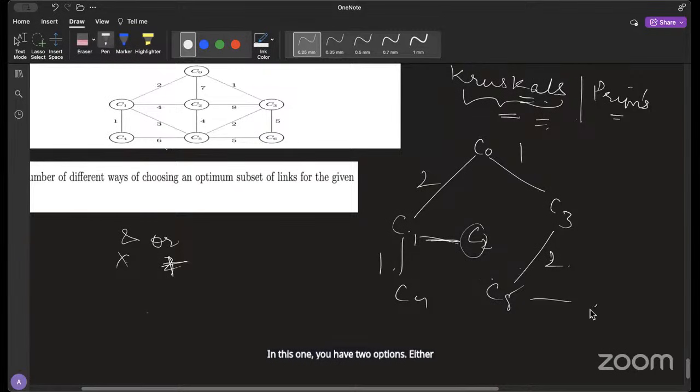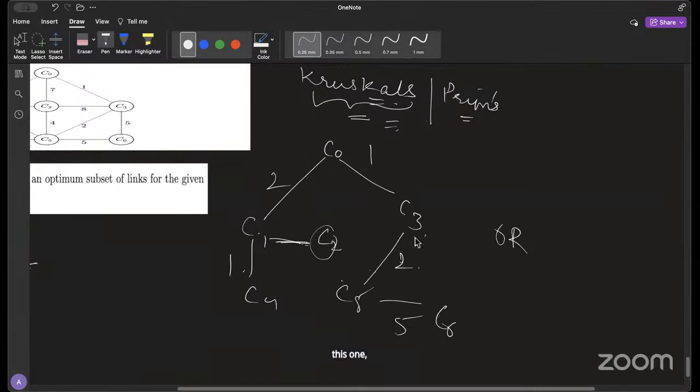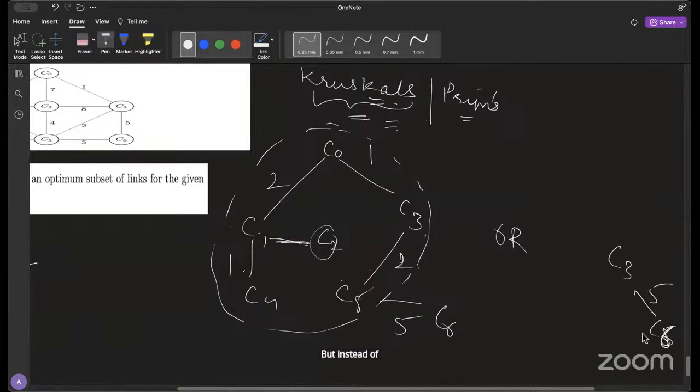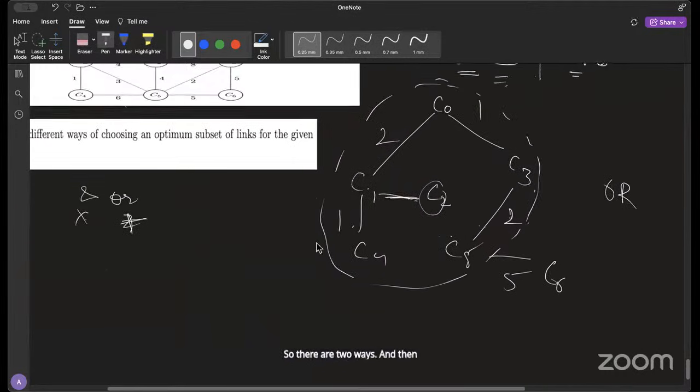Either you draw this one or you draw this one, right? This one or the same tree but with this branch, the same thing, but instead of this 5, we're taking this 5 this time. So there are 2 ways. And then from here too, you have 2 ways.